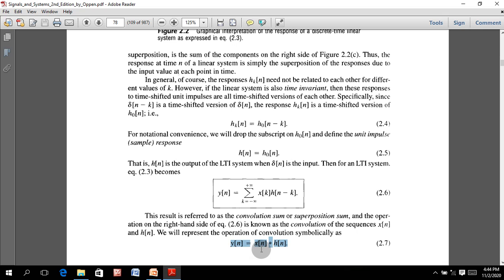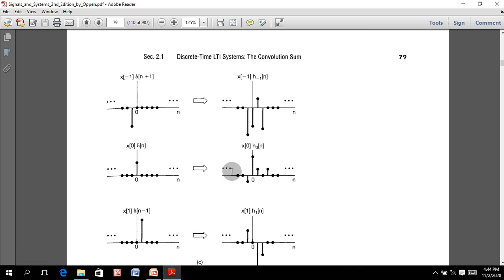Now, the next step after understanding what the convolution sum is: we are going to give one or two examples, and we will realize the significance of convolution and why we have introduced the convolution sum or superposition sum. So let's begin with it.